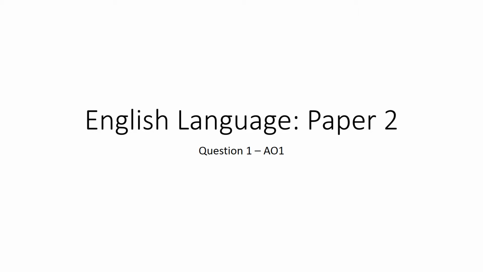So now that we've spent some time looking at paper one and going through all the things you need to do to be successful at that paper, now it makes sense to start looking at paper two. And what we're going to start with, obviously, is question one. If you've done question one on paper one, you'll be very familiar with this question because it's exactly the same skill assessment objective to look at.